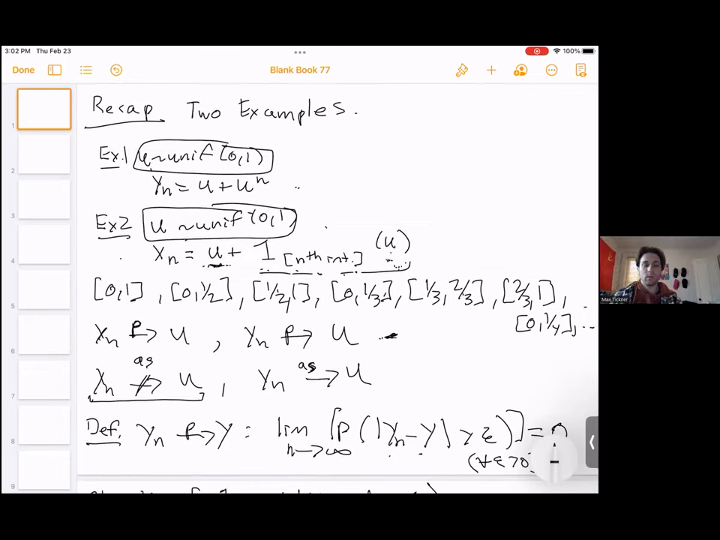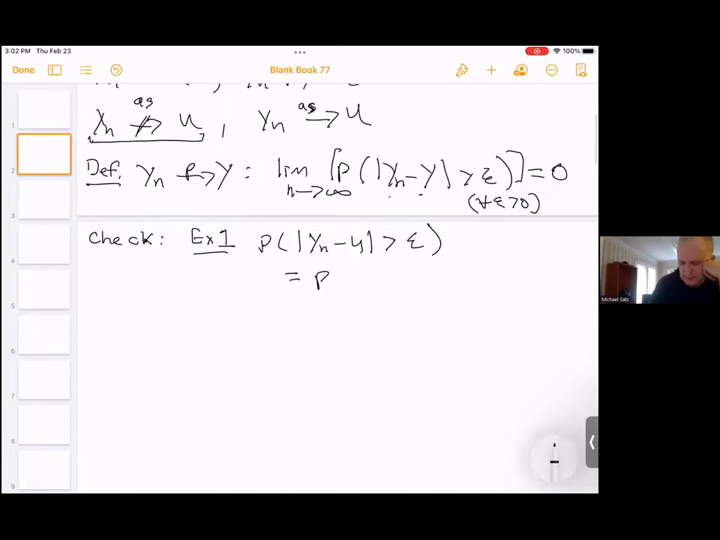U to the n. Yeah, U to the n. And it's positive, right? So I could just take the absolute values off. So this is the probability U to the n is greater than a small epsilon. Can I take the nth root of both sides? Yep. The inequality is maintained. Probability U is greater than epsilon to the 1 over n. And this is just 1 minus epsilon to the 1 over n. And what's the limit of this? Well, the limit as n goes to infinity would be 0, right? So this goes to 0.